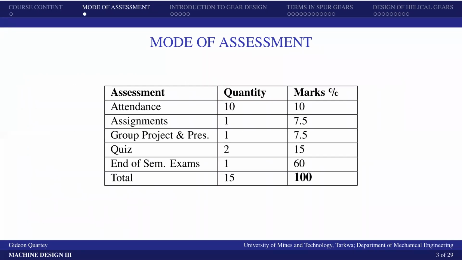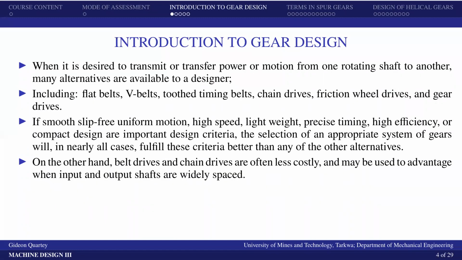And the assessment, I discussed with you that we're going to have attendance for 10 marks, then we'll have one assignment and then one project, and each is 7.5, making 15. Then the quiz, we're going to have 2 quizzes, and that will be 15. Of course, the end of semester exam is 60, that will give you the 100% marks.